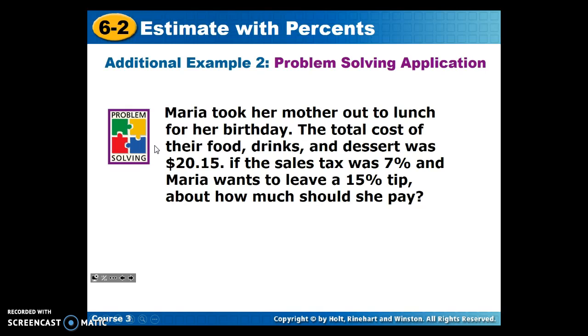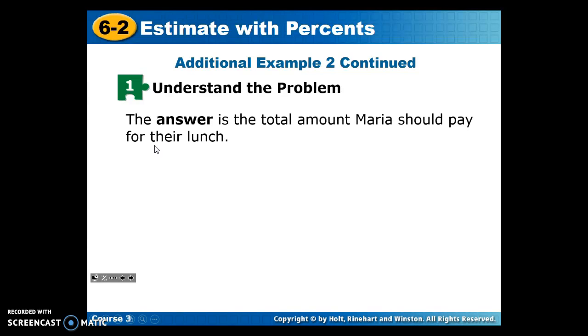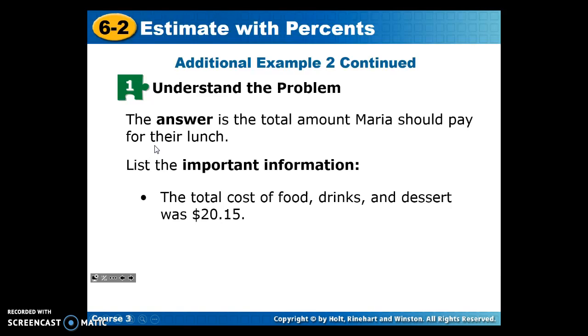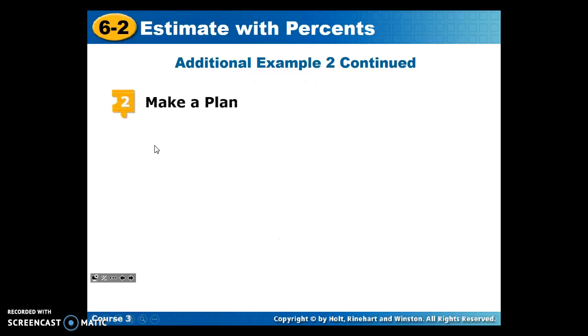All right, looking at some problem-solving situations. Maria took her mother out to lunch for her birthday. The total cost of their food, drinks, and dessert was $20.15. If the sales tax was 7% and Maria wants to leave a 15% tip, about how much should she pay? The answer is the total amount Maria should pay for the lunch. The food, drinks, and dessert were about $20. We have to pay tax on that, and she wants to leave a 15% tip.